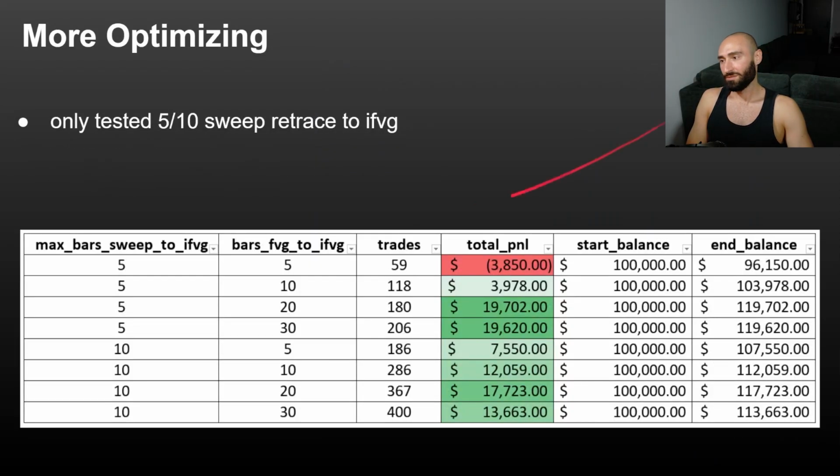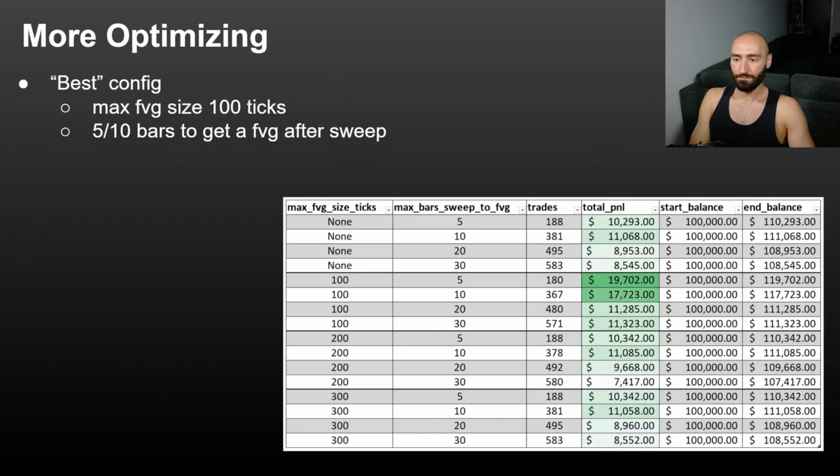And this is what I got. So I stuck with, from the previous one, we saw pretty good from the sweep to the fair value gap. 5 and 10 looked pretty good. Did I go too fast through this? Hold on. Oh, I didn't even talk about this section here. I went a little bit too fast.